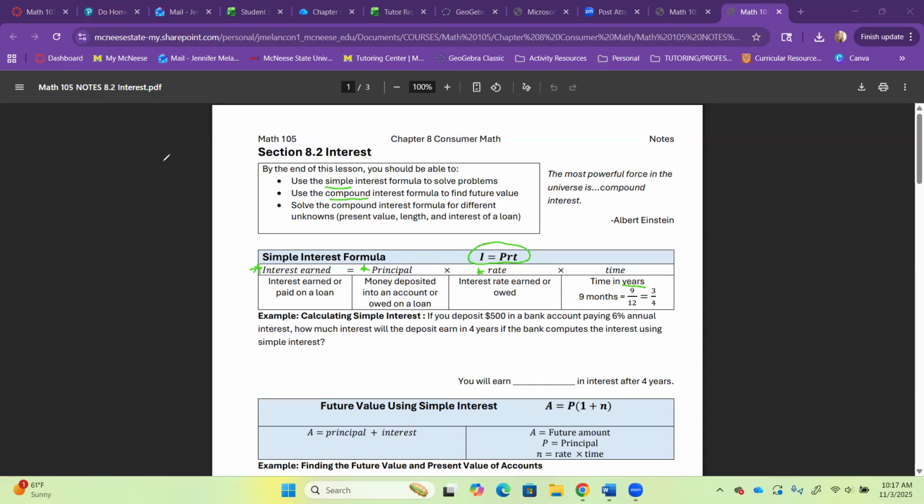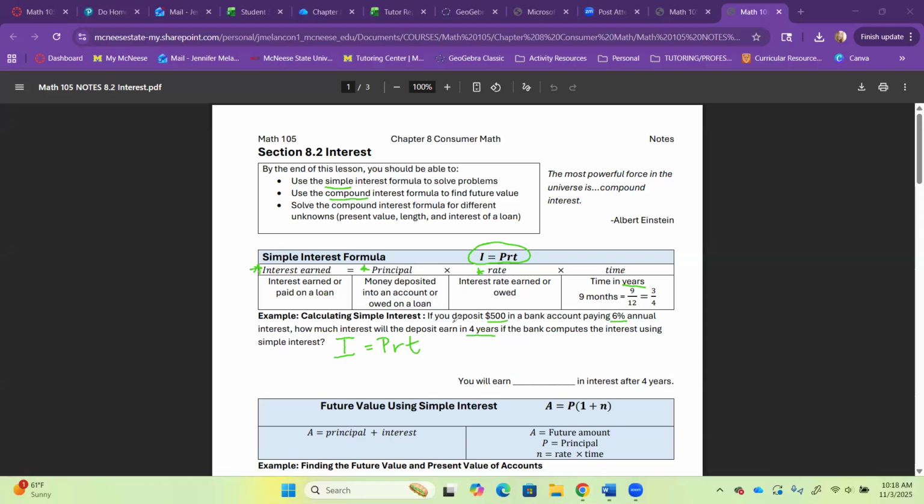Okay, so calculating simple interest. Here's an example. If you deposit $500 in a bank paying 6% annual interest, how much interest will the deposit earn in 4 years if the bank computes the interest using simple interest, which is the formula right up here? To begin, I always recommend starting out by writing out your formula that you're going to use. I like to do that because then I'm just filling in the values for the known things. And what is it asking? It's asking how much interest. So we're going to be looking for I.